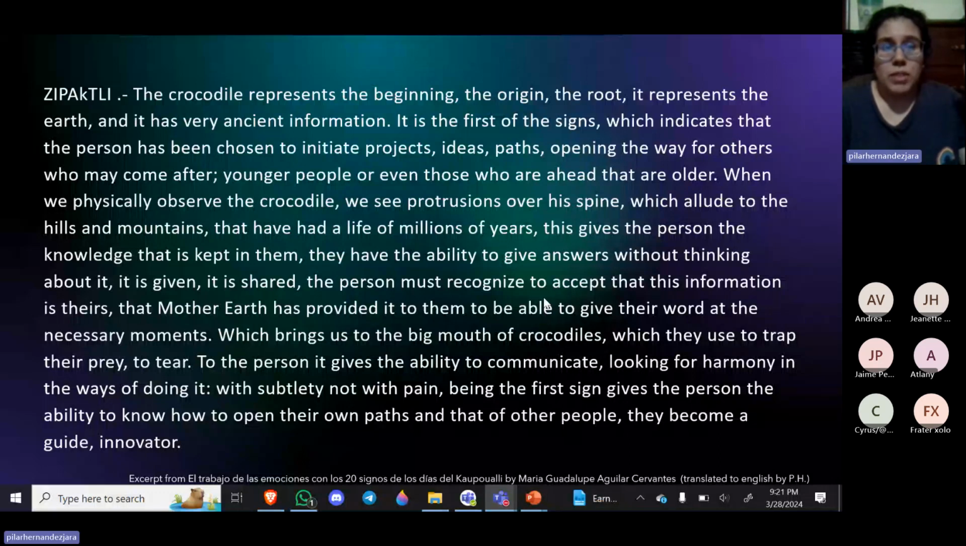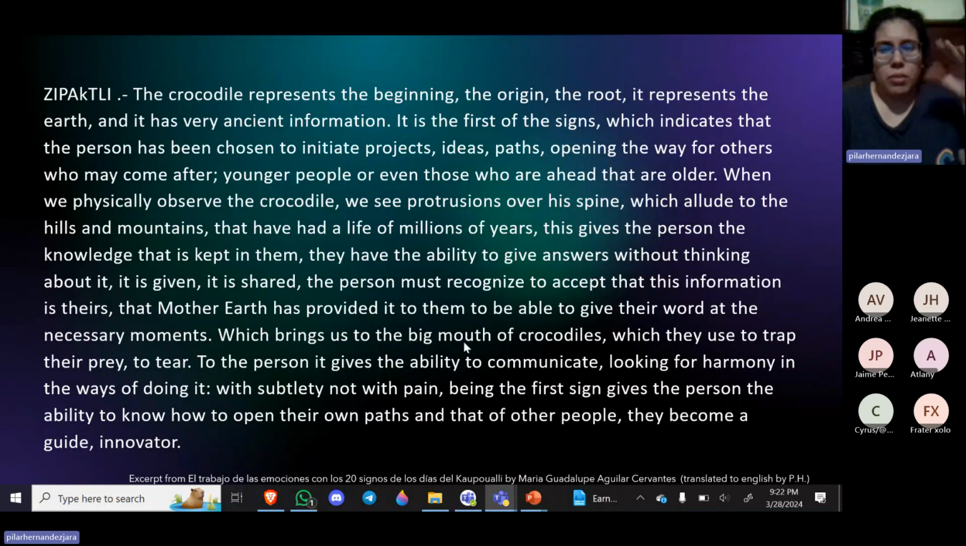When we physically observe the crocodile, we see protrusions over his spine, which allude to the hills and mountains that have had a life of millions of years. This gives the person the knowledge that is kept in them. They have the ability to give answers without thinking about it. It is given, it is shared. The person must recognize to accept that this information is theirs, that Mother Earth has provided it to them to be able to give their word at the necessary moments.